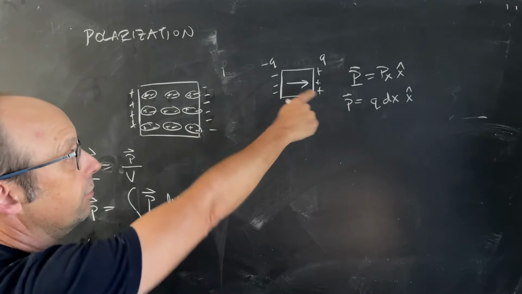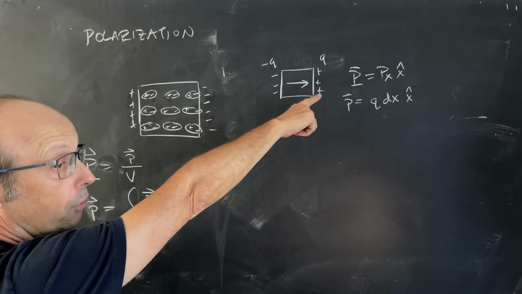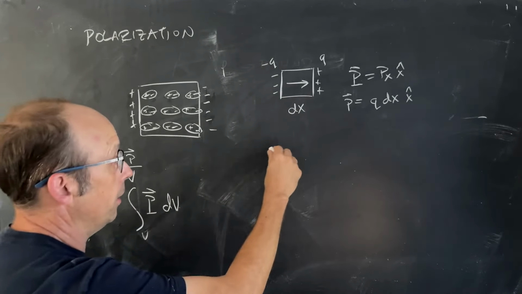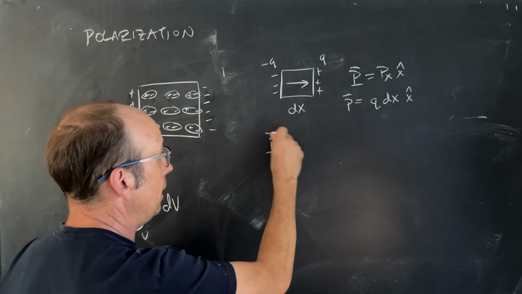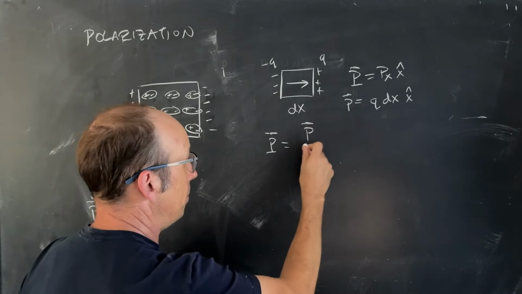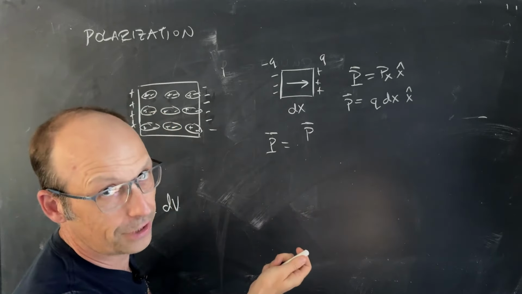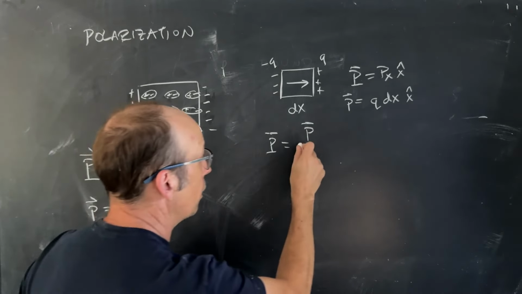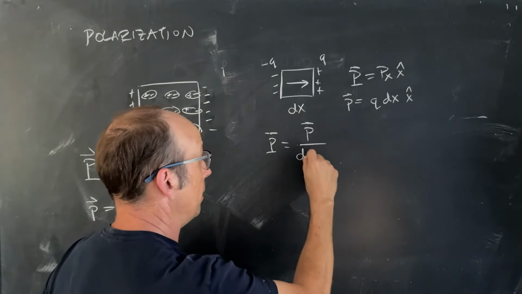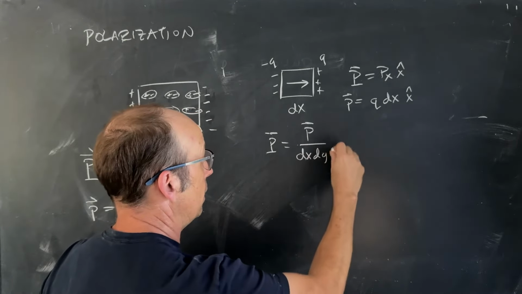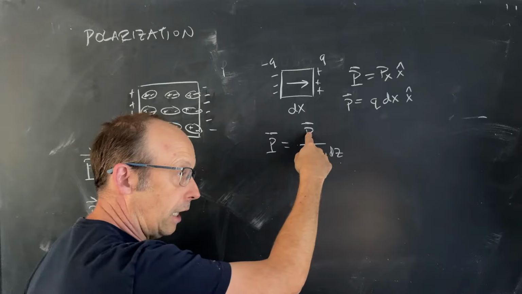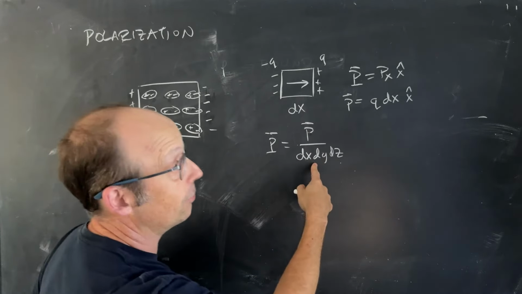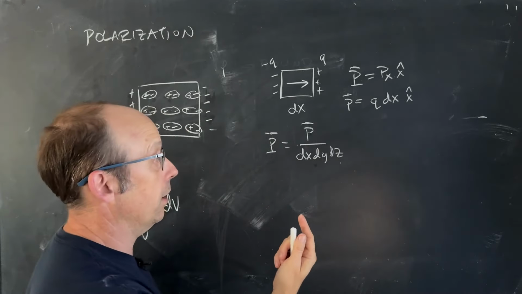Okay, so let's write the polarization in terms of the dipole moment. The polarization, P, is going to be the dipole moment, p, divided by the volume. I know one's capital, one's lowercase. But the volume of this is going to be dx dy dz, so it's the dipole moment per volume. It's a tiny little cube, so it has volume dx dy dz.